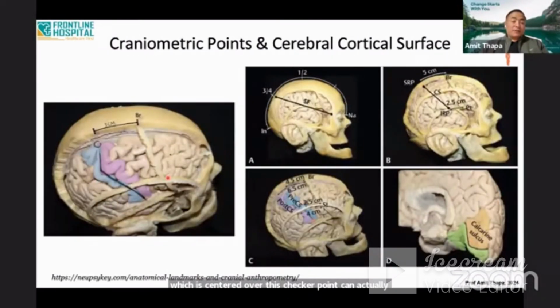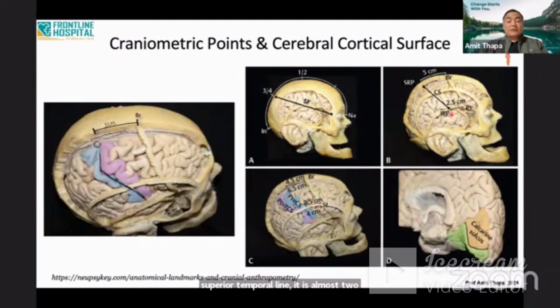So when we do a craniometric point analysis, it is always very interesting to note how these sutures and these intersections are lying over the brain. And this particular figure actually shows that the central sulcus at the interhemispheric fissure, that is also known as the superior Rolandic point, is almost 5 centimeters behind the bregma. But at the level of the superior temporal line, it is almost 2.5 centimeters behind.